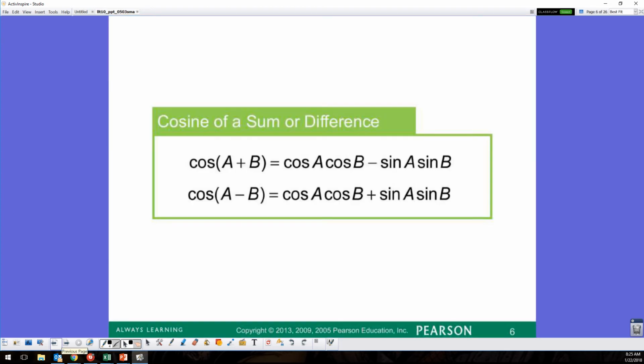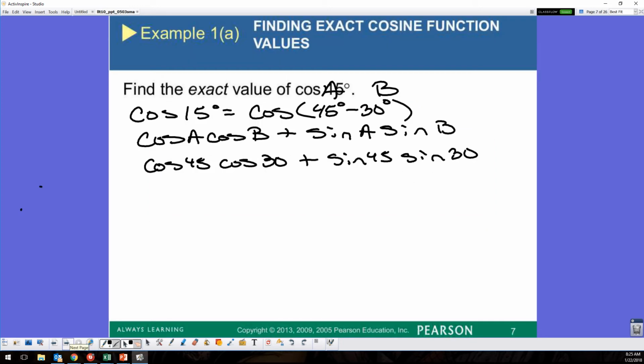Cosine A, cosine B, plus sine A, sine B. Okay, so we said A was 45, so it goes there and there. B is 30, there and there. Now, using that unit circle that you guys have in front of you right now, cosine at 45 is what value?